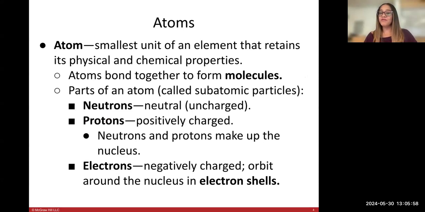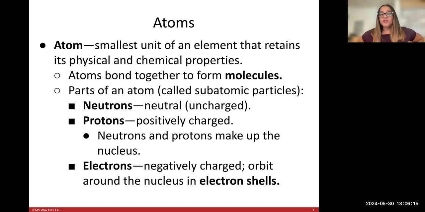Atoms are the smallest unit of an element that retains its physical and chemical properties. Atoms bond together to form molecules. Different parts of an atom, we broke that open and figured out there's different things in an atom: neutrons, protons, electrons. These should all be review for everybody.